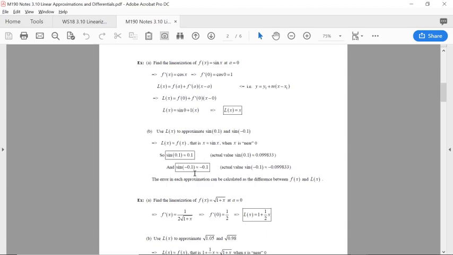Now what if we want to approximate the sine of negative 0.1? Using the tangent line again, for this function at that fixed point, the tangent line is just y equals x. So the sine of negative 0.1 is approximately negative 0.1. Let's see how good of an approximation that was. The calculator says the sine of negative 0.1 radians is negative 0.099833. So again, we got a pretty close approximation here.